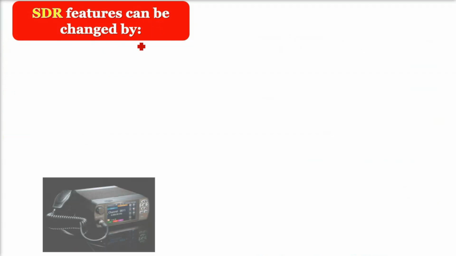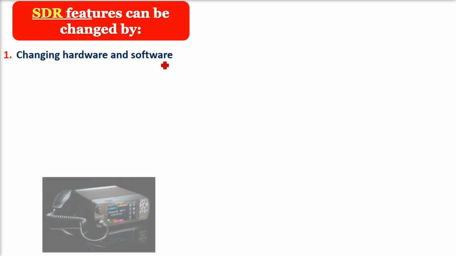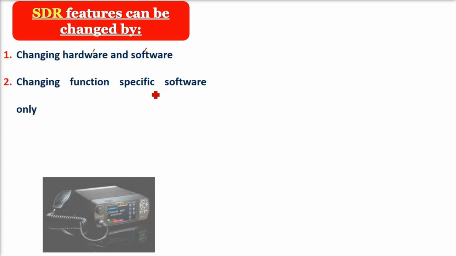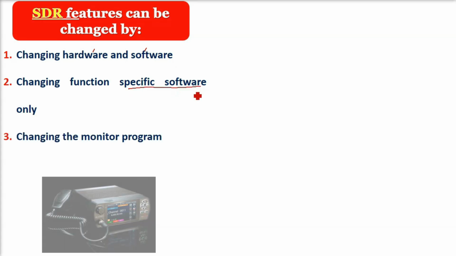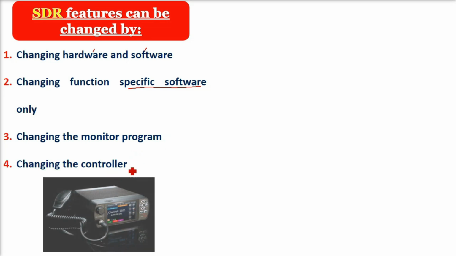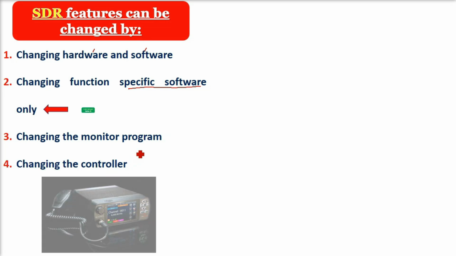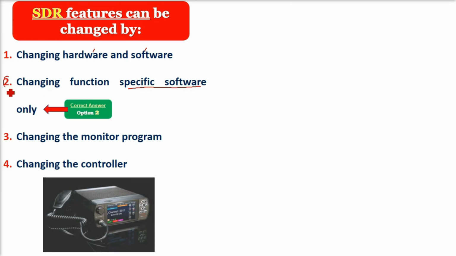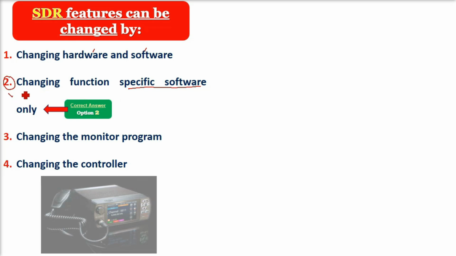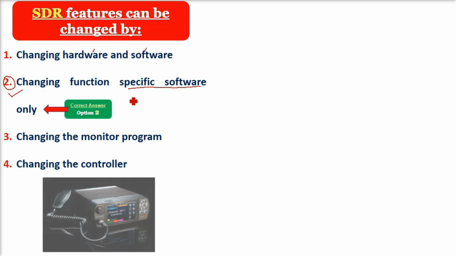SDR features can be changed by, first option, the SDR has different attributes and features, so that can be changed by changing hardware and software. The second option is changing function specific software only, changing the monitor program or changing the controller. Now in all these options, what is the correct option? Yes, it's changing the specific software. So SDR features can be changed by changing function specific software only.